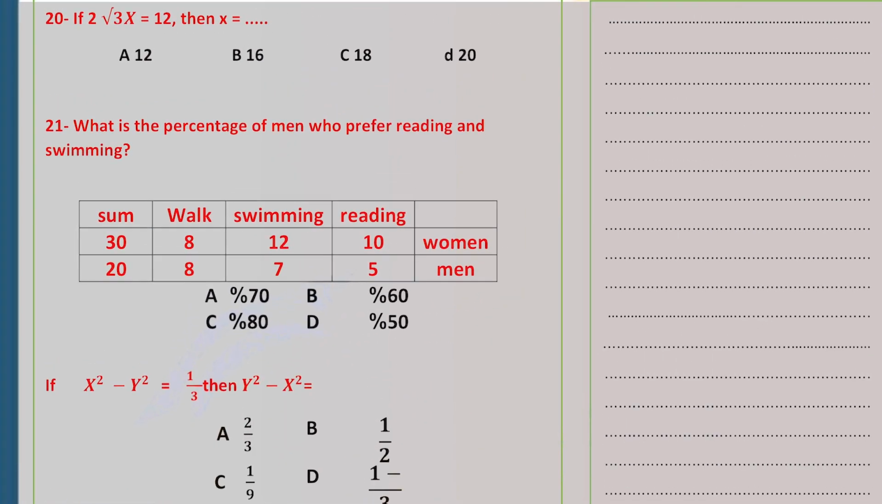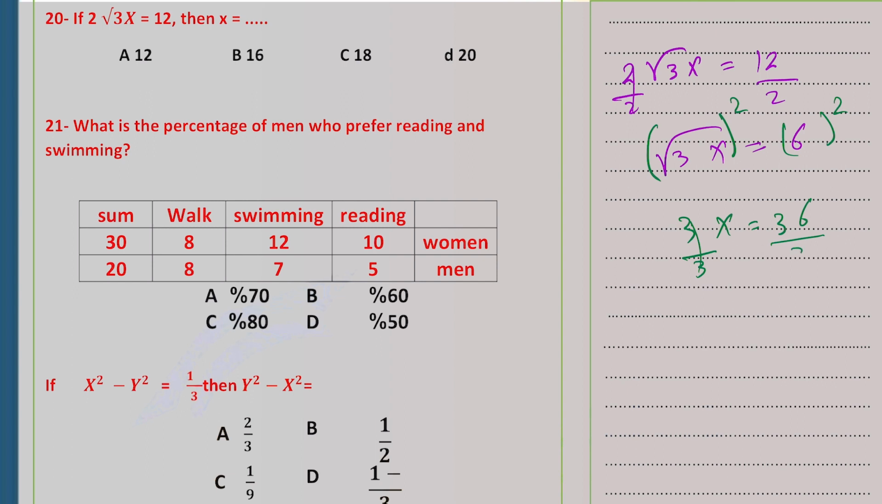Question number 20. If 2 radical 3x equals 12, okay, I will divide by 2 and divide by 2, so radical 3x equals 6. Now, to cancel the radical, I have to write power 2 and power 2. So 3x equals 6 squared, which is 36. I will divide by 3 and divide by 3. So x equals 12.